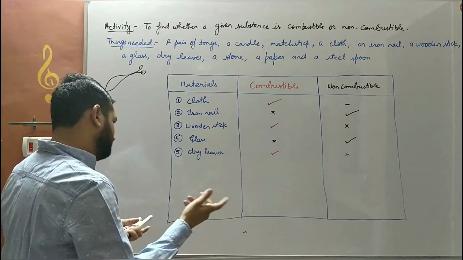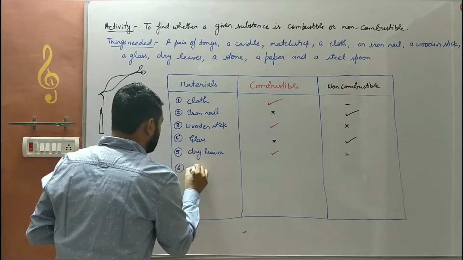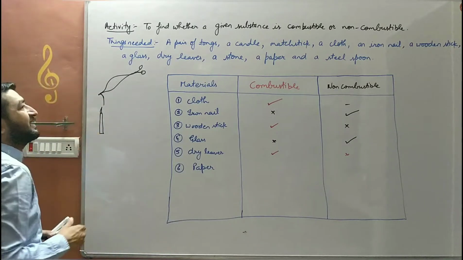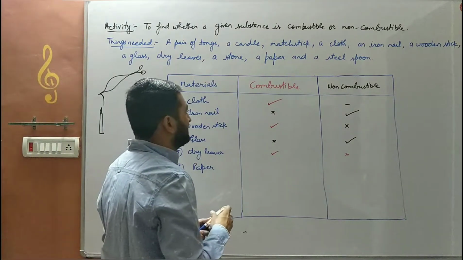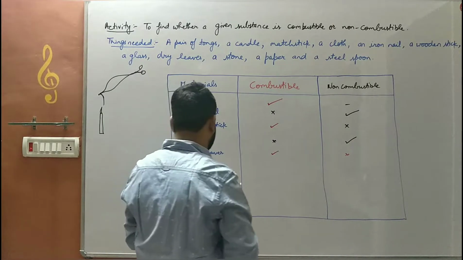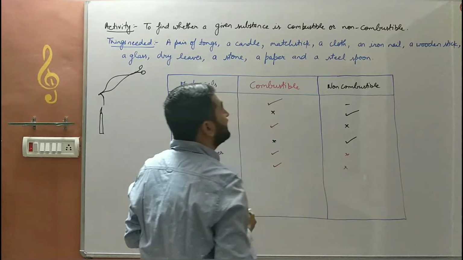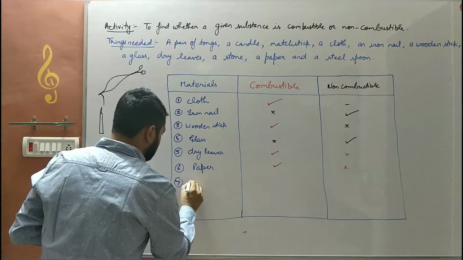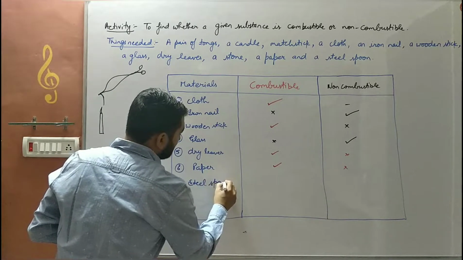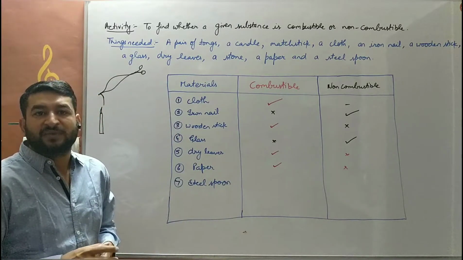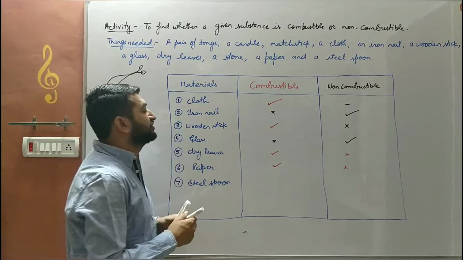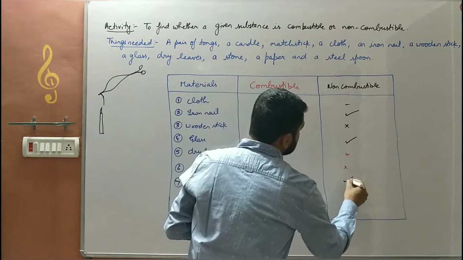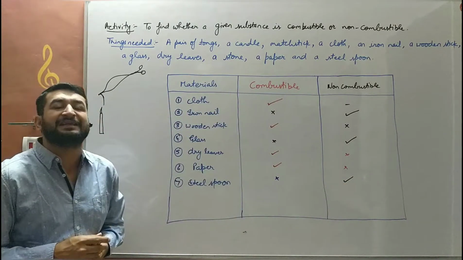Next is paper. As you all are aware बच्चे, paper is a combustible substance. It burns very easily. If you bring a piece of paper near a candle, it catches fire very easily. और फायर को बच्चे बड़ी आसानी से कैच कर लेगा. So it is combustible. After the paper, steel spoon. Steel spoon does not catch fire. It does not burn. It is a non-combustible substance, बच्चे. It does not give heat and light energy.